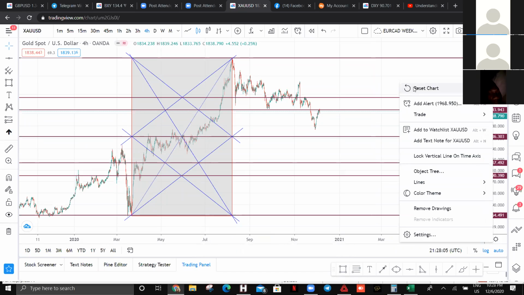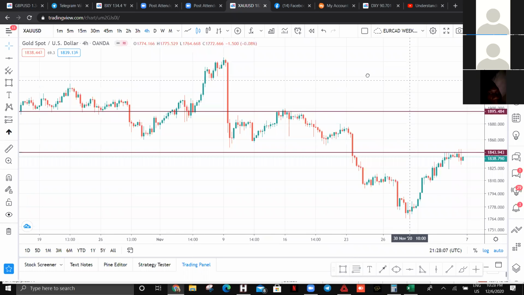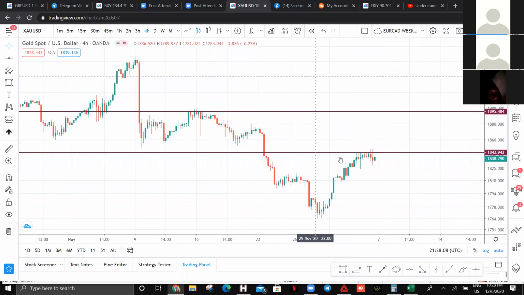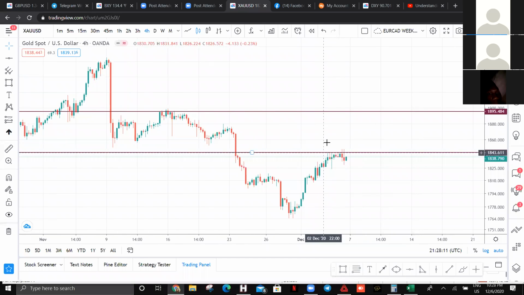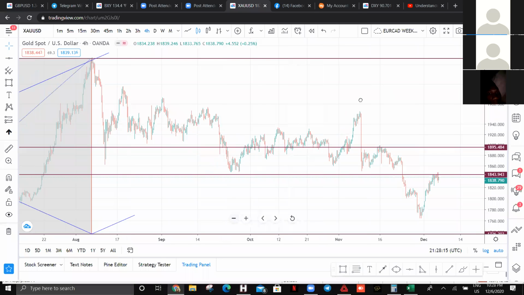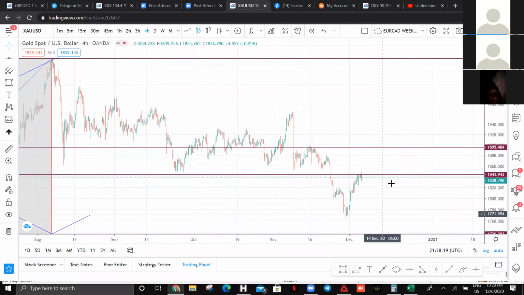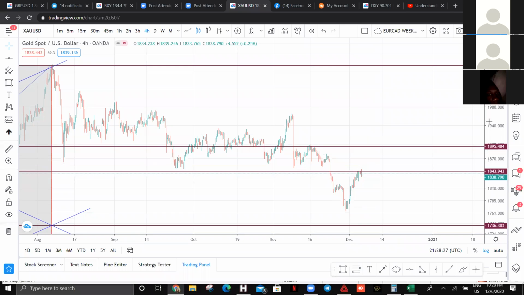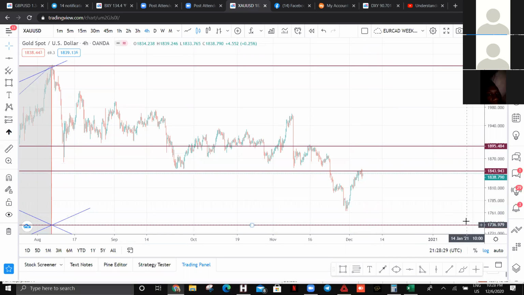So now let me do this. You can see what's happening here. This is a pivot level. Price is respecting it. So I'm still expecting a fall on gold because price is still under my pivot level. Until it gets up here and closes above it, I cannot say a buy. I still see a sell to the 1730 area, to this area here.